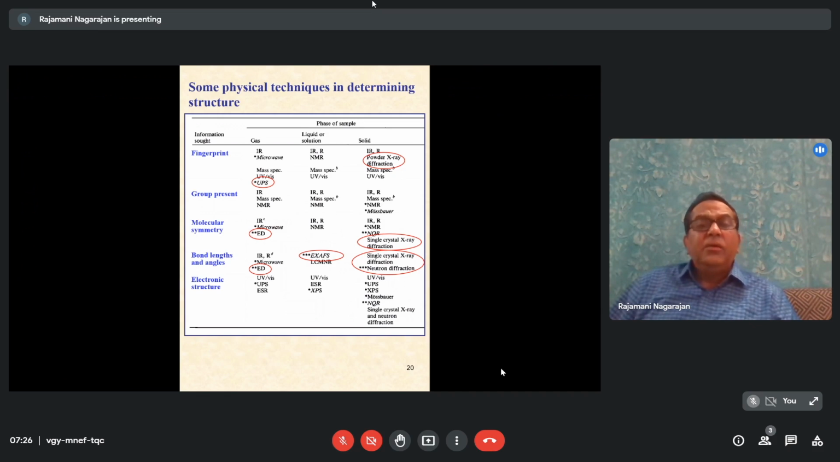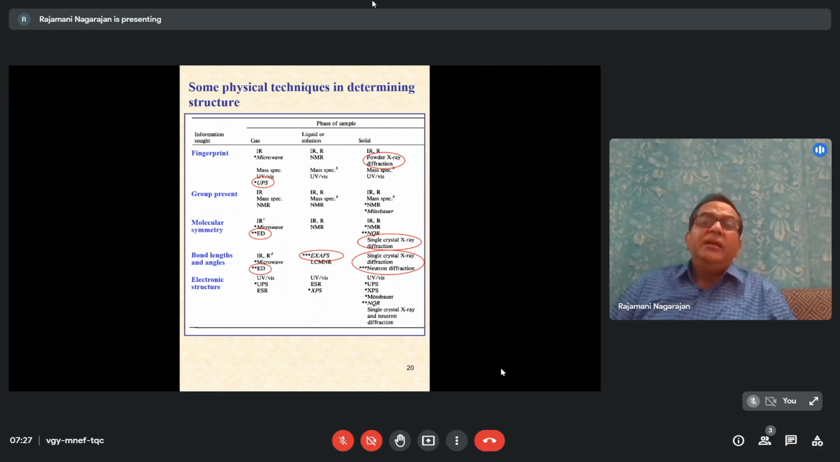And for molecular symmetry, in order to find out what is the molecular symmetry present in a molecule, we again take the help of infrared, microwave spectroscopy, and electron diffraction. Electron diffraction is not a spectroscopy, it is a diffraction. But for the sake of completion, I have circled all those things which are essentially, other than the UPS and EXAFS, not actually used as a spectroscopy. They are for the sake of completion, as I told you before. Molecular symmetry can be found by electron diffraction.